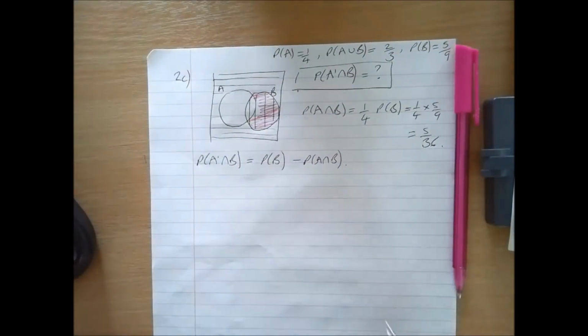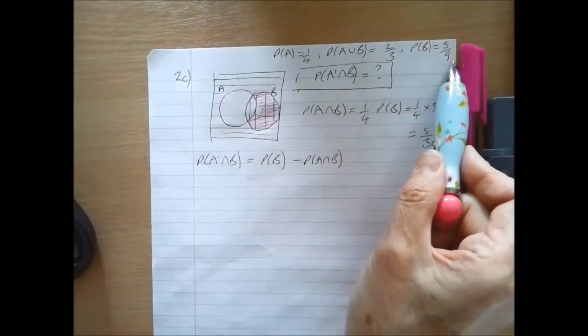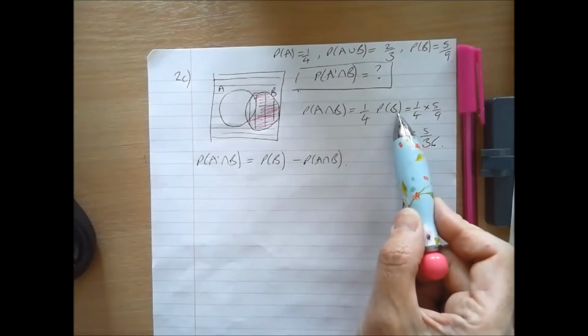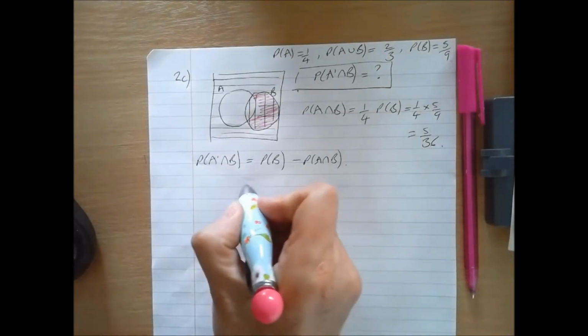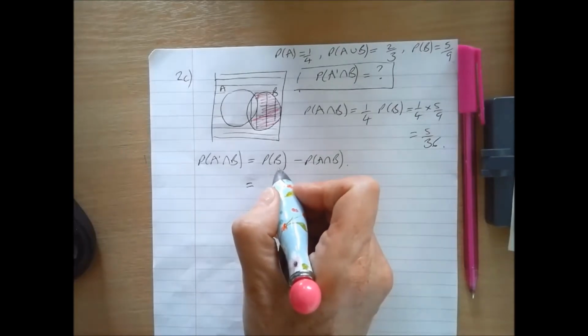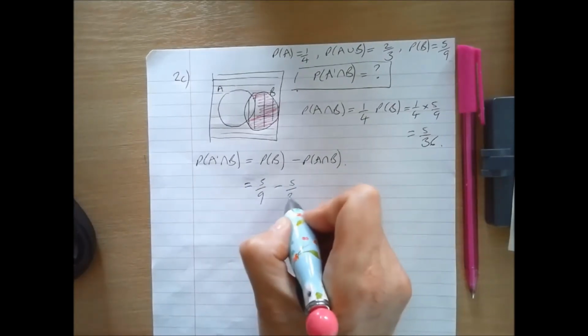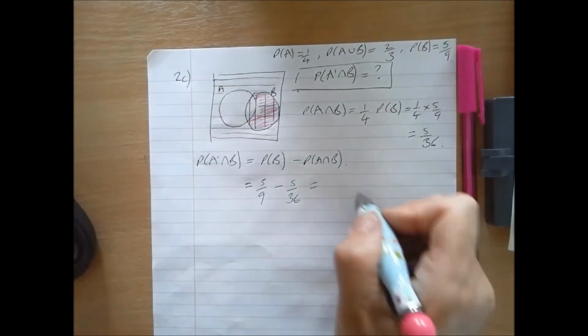Now what have I got that's going to help me? Well, previously I worked out A, I worked out the union, I worked out B. I'm just working out the intersection now. It's a quarter times probability B, so it becomes 5/36. So now I've got all the data I need. I've got the probability of B, which is 5/9, take away the intersection, which is 5/36. When I put that together, I'm going to get myself 5/12.